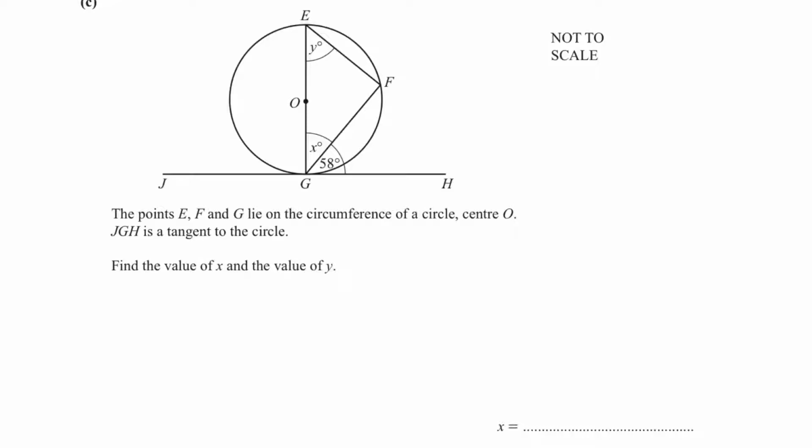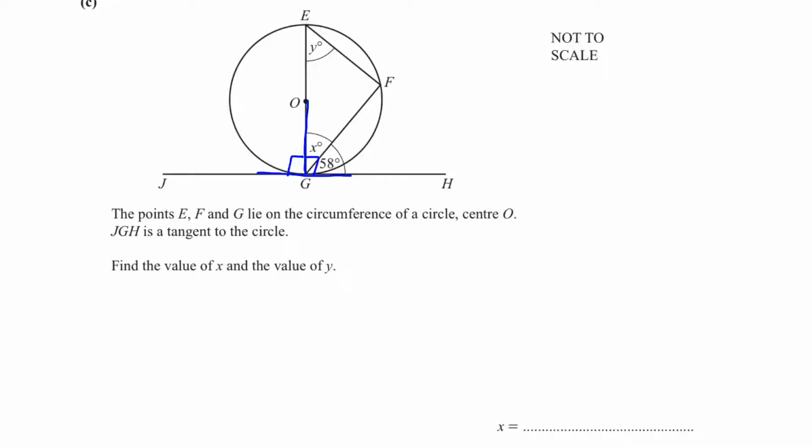C is a circle theorem question, and the information we have been given is the points E, F and G lie on the circumference of a circle, center O. JGH is a tangent, so this is a tangent, and we have to find the value of x and y. If this is a tangent, and this is the radius, then this is equal to 90 degrees each side.